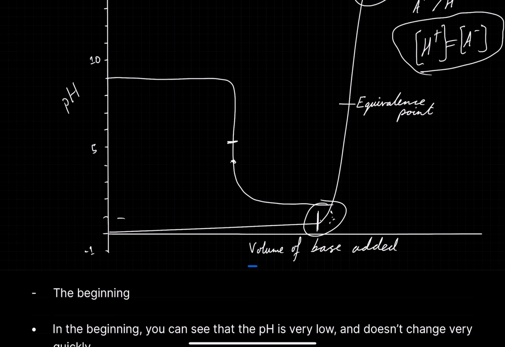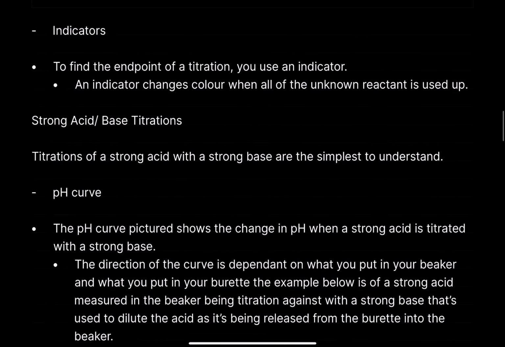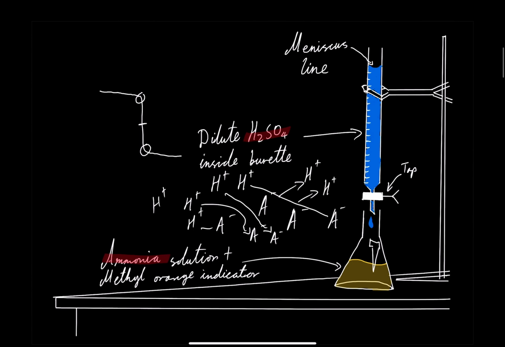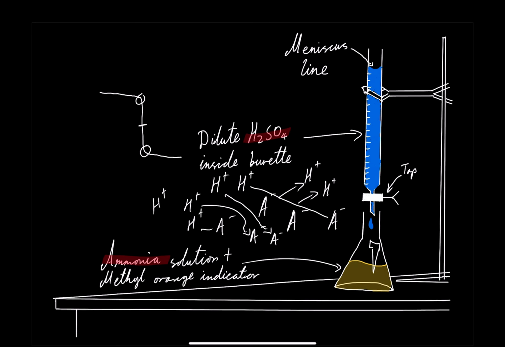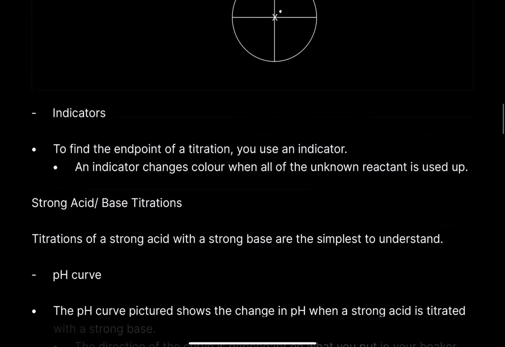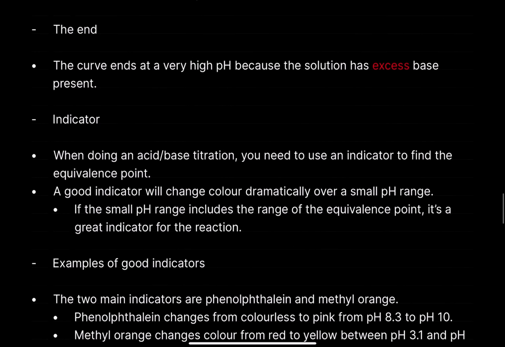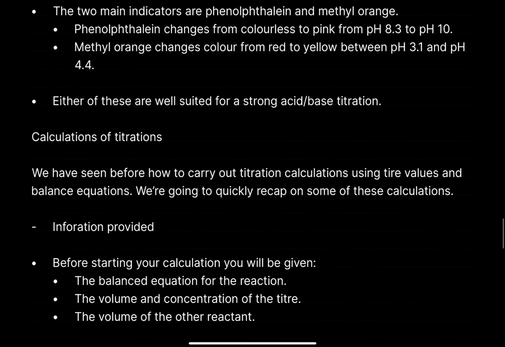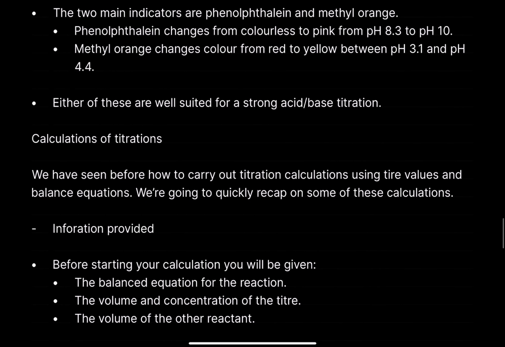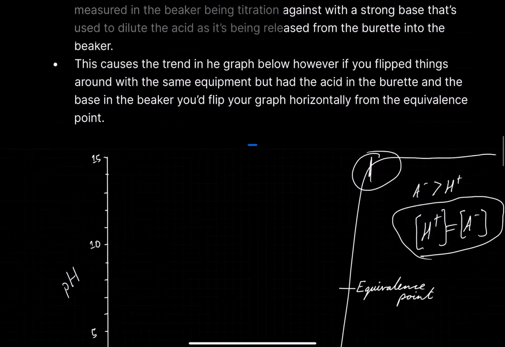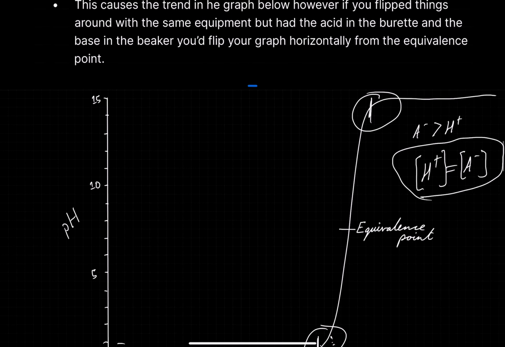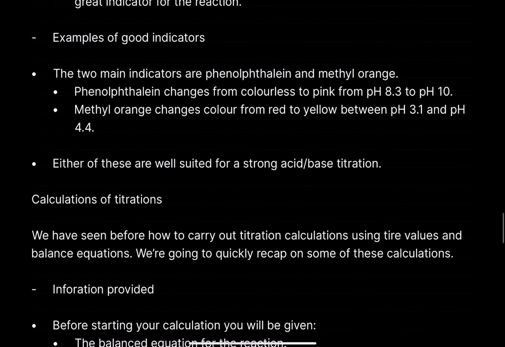So, yeah, that's why I used that for that example there. It will be going from yellow to red. There'll be a sharp color change there. So either of these are well suited for the strong acid-base titration I've used above, but in other examples you need to use more specific types of indicators.